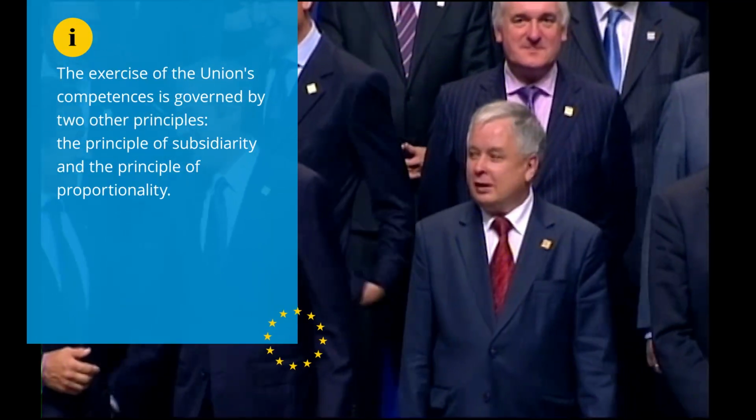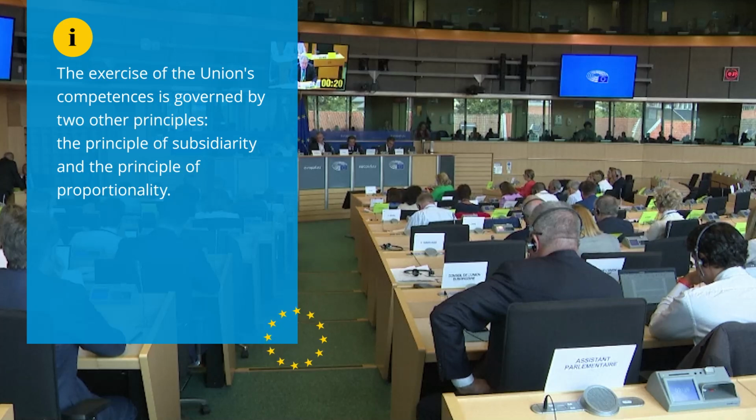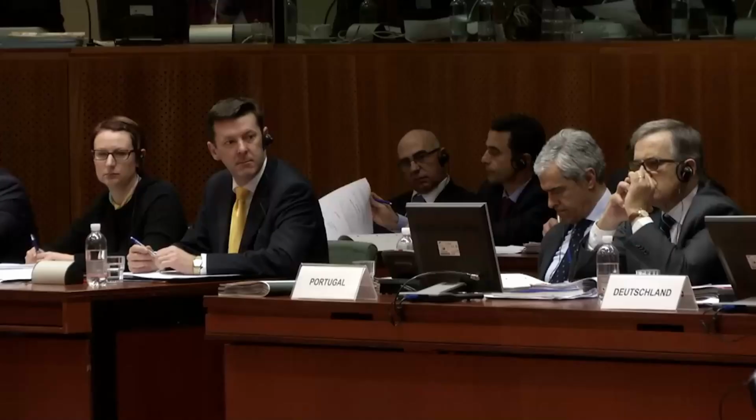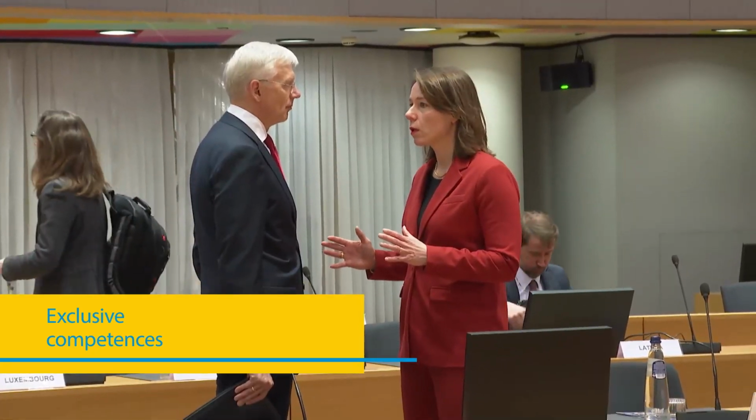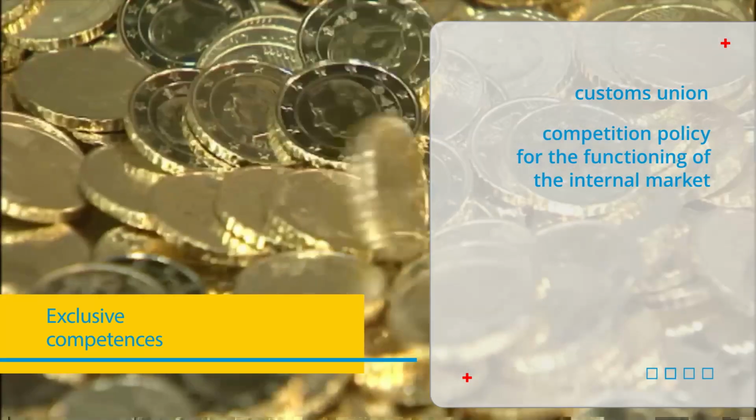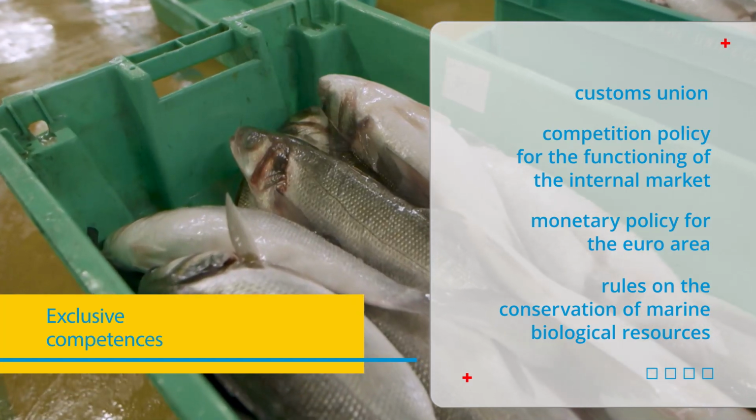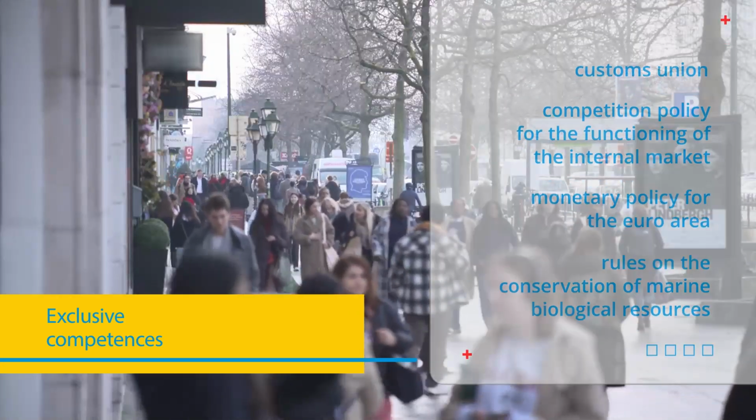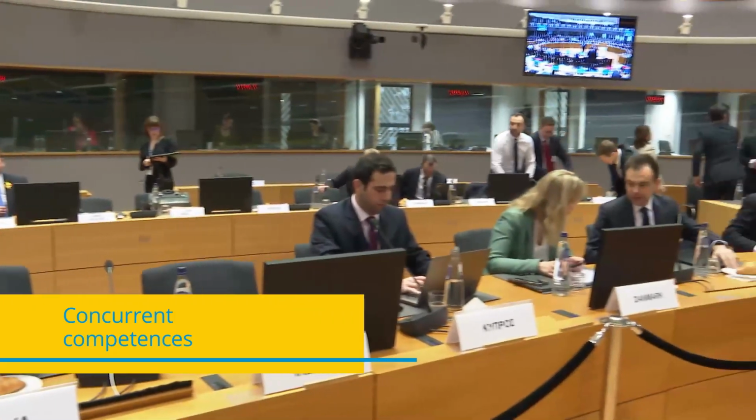The exercise of the Union's competences is governed by two other principles: the principle of subsidiarity and the principle of proportionality. The competences that the member states confer on the European Union fall into three categories. Exclusive competences, where the European Union has the right to legislate and adopt binding acts, and to negotiate and conclude international agreements on behalf of the Union. These include the customs union, competition policy for the functioning of the internal market, monetary policy for the euro area, rules on the conservation of marine biological resources under the common fisheries policy and the common commercial policy.